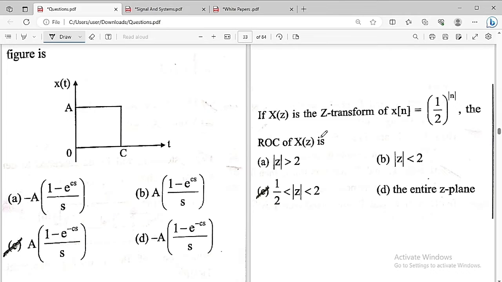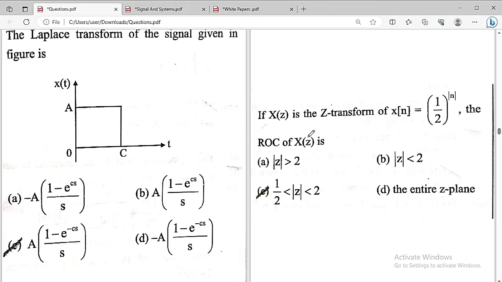Now we are going to solve another question. See the question here. If X(z) is the z-transform of x(n), which is equal to (1/2) to the power of mod n, then the ROC of X(z) is? So basically, in the question, they are given that X(z) is called the z-transform of the signal x(n), where x(n) is equal to (1/2) to the power of mod n. Then what is the ROC of the signal? We need to figure out.